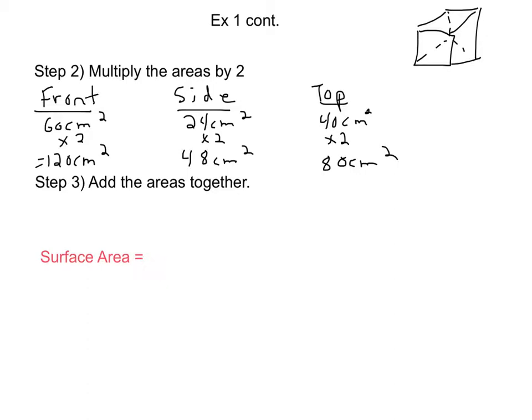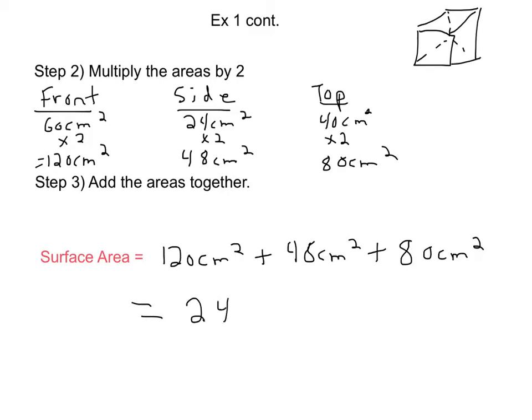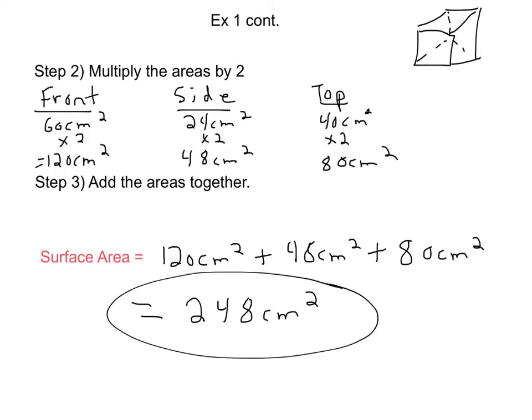Step 3 is just to add all the areas together. So then really all we have is, look at our front, we can drag this down here, and we have 120 centimeters squared plus 48 centimeters squared, that's a horrible 8, I'm sorry, and 80 centimeters squared, which gives us a grand total of 248 centimeters squared as our surface area.